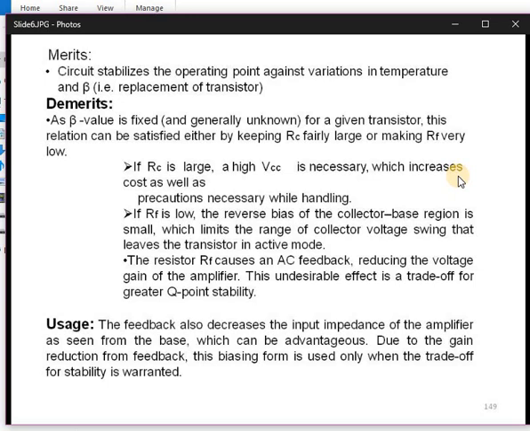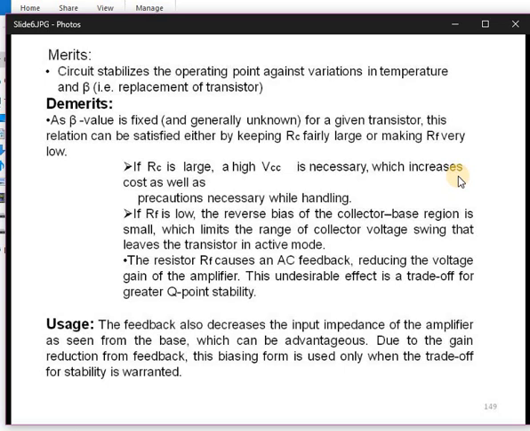The resistor RF causes an AC feedback because this base resistor is directly connected to the collector, so that's why it forms a feedback. That feedback causes an AC feedback, reducing the voltage gain of the amplifier. This undesirable effect is a trade-off for the greater Q point stability. These are the main demerits in the case of the collector to base biasing circuit.